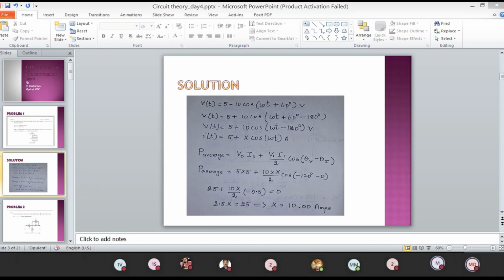So let us convert V of t also into plus. I'm going to subtract 180 degrees, so omega t plus 60 minus 180 degrees. This will give you V of t is 5 plus 10 cos omega t minus 120 degrees. And you already know that I of t is 5 plus x cos omega t, which is given in the question, and you're supposed to find the factor x. Now let us proceed.